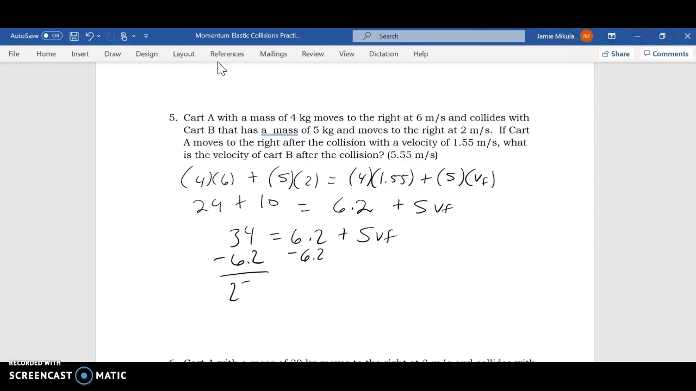Okay, so that's 27.8 equals 5 VF. Divide by 5 on both sides, and you get 5.56. So there you go. VF equals 5.56.